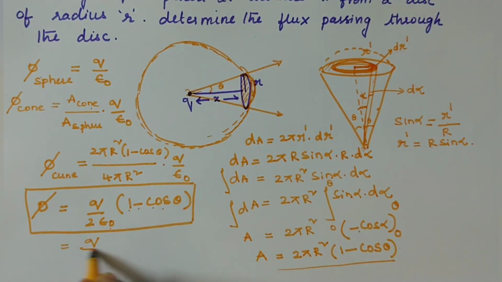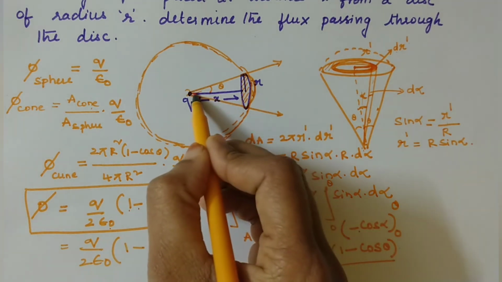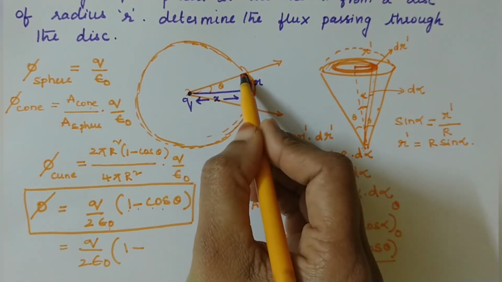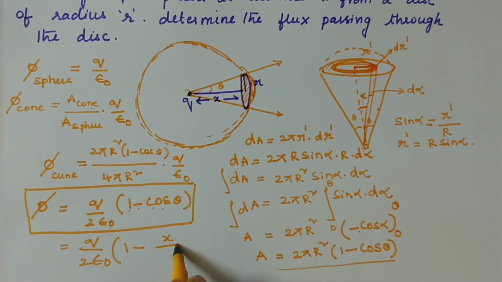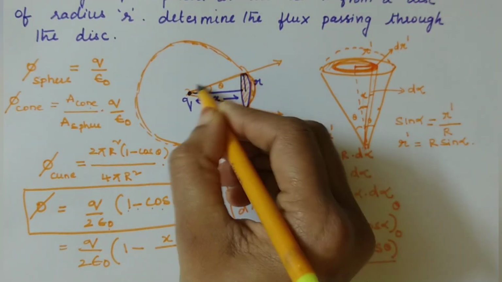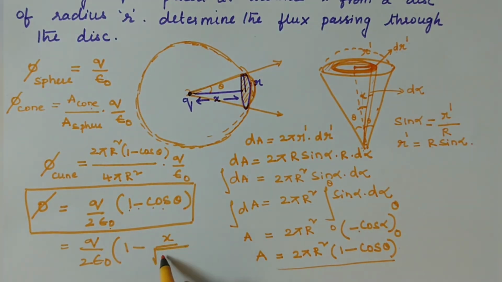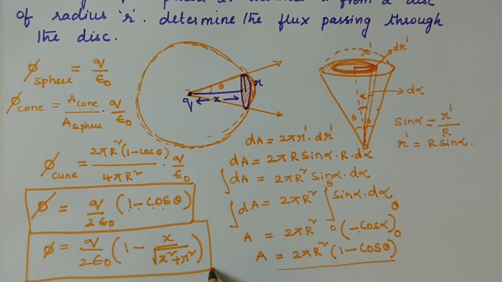You can replace cos theta from this triangle now. That is q by 2 epsilon naught into 1 minus, look at this triangle, what is cos theta equal to? Cos theta is adjacent side x divided by the hypotenuse. Hypotenuse would be root over x square plus small r square. So this gives you the answer for this question.